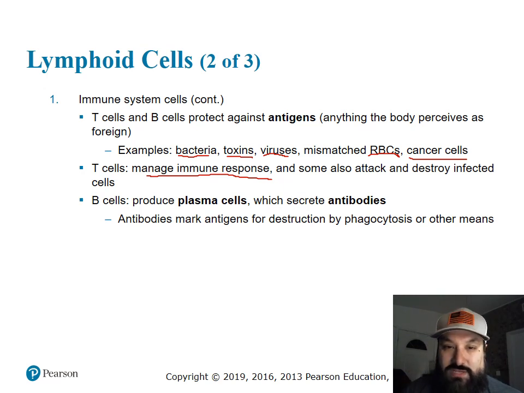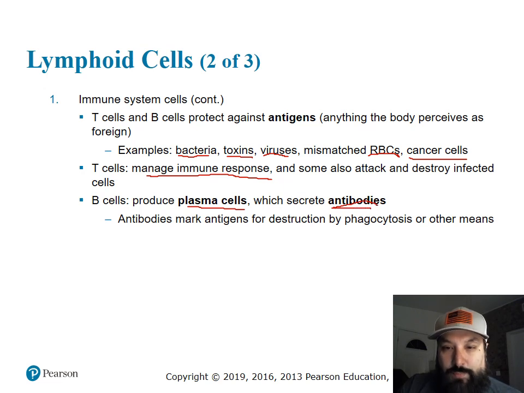Talking about the ones that actually do the destroying, do the action, those are the B cells. When presented with the antigen, B cells will make what we call plasma cells. They'll differentiate, they'll change into plasma cells, and they'll undergo rapid mitosis. These plasma cells, when multiplied, will then produce many antibodies.